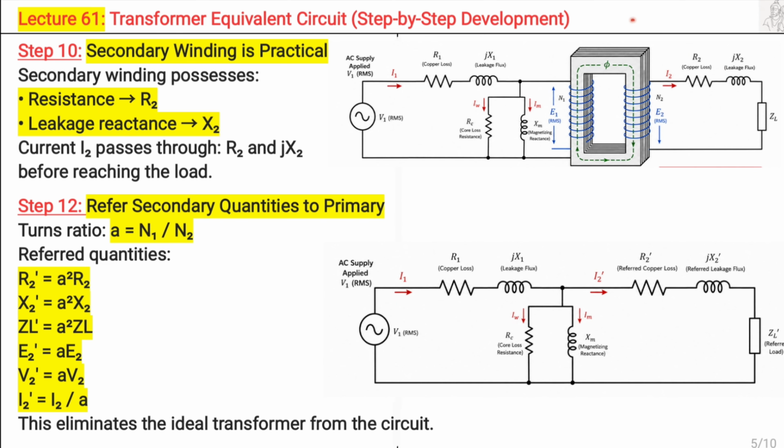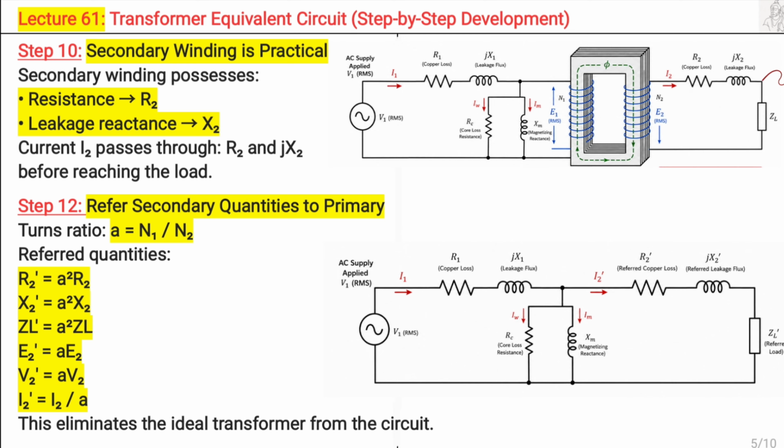Finally, in order to remove this transformer, we have to refer the secondary side parameters to primary. So R2 when referred to primary becomes R2 dash, jX2 when referred becomes jX2 dash, and ZL when referred becomes ZL dash. Now the value of R2 dash can be obtained using turn ratio, which is N1 by N2. So R2 dash is simply equal to (N1 by N2) whole square into R2. So N1 by N2 is a, therefore R2 dash is a square R2. X2 dash is a square X2, and similarly ZL dash is a square ZL.